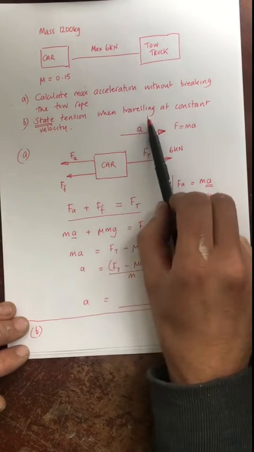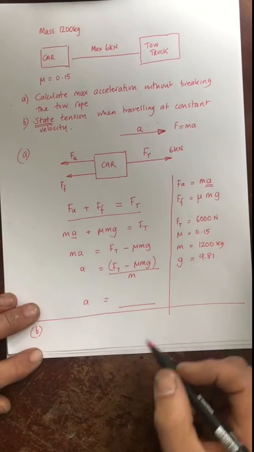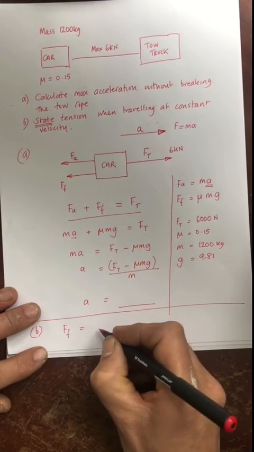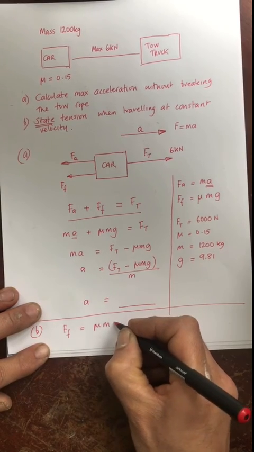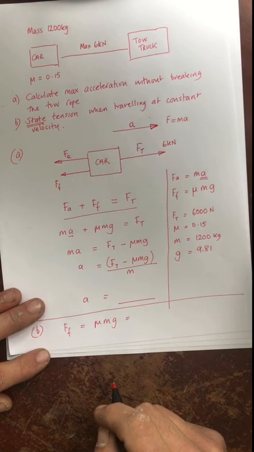So the answer for part B, the tension when travelling at constant velocity. Well, we have the numbers, but it will be Ff. And if you want to work that out as a number, it's mu mg. Again, you can put those numbers in there and come out with a numerical answer.